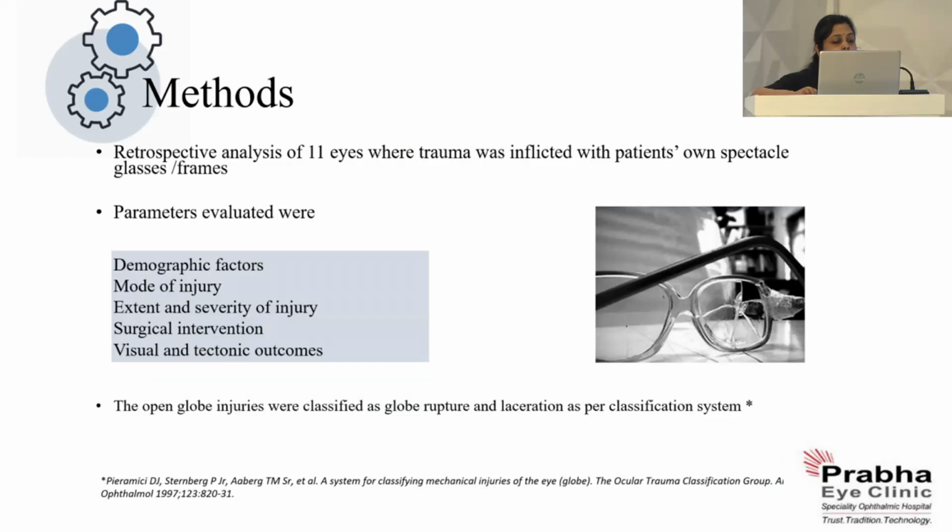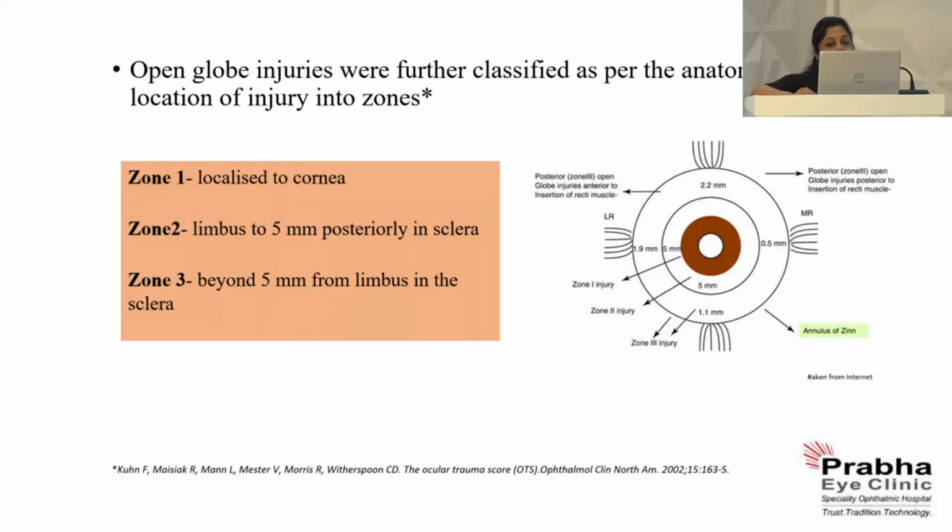So, keeping all these things in mind, we did a retrospective analysis of 11 eyes in our center where the trauma was inflicted with patients' own spectacle glasses or frames. The parameters evaluated were demographic factors, mode of injury, extent and severity of injury, surgical intervention, and visual and tectonic outcomes. The open globe injuries were classified into various types and zones as per the ocular trauma classification system.